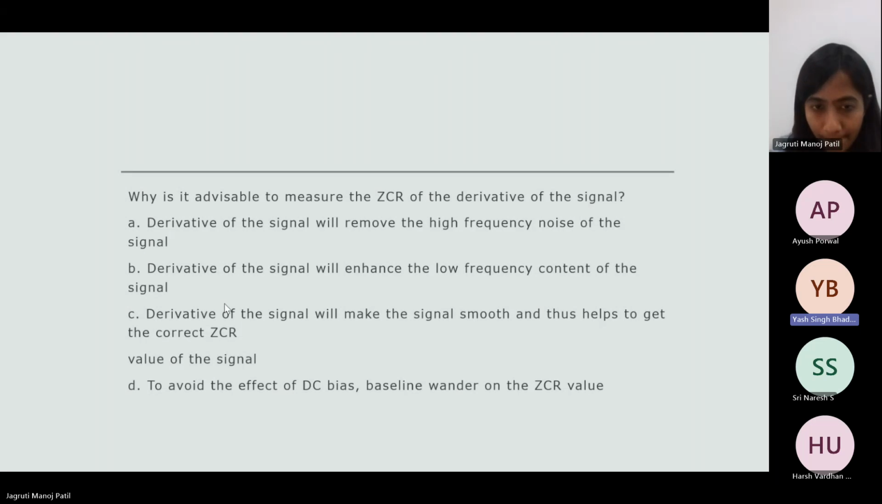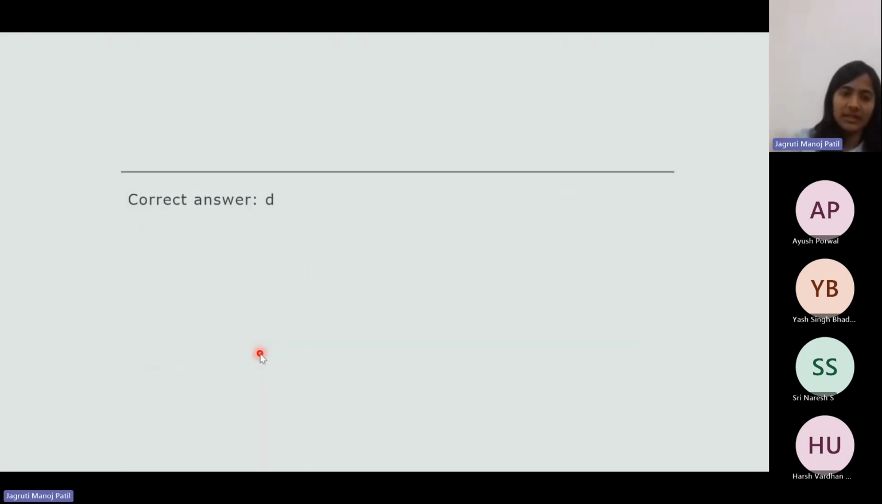We have seen that in the derivative part, we have used the high pass filter. So it will remove the low frequency noise as it is a high pass filter. It will make the signal smooth and help to get the correct ZCR. C and D, both of these possibly, because with a high pass filter it will remove the low frequency values as well as the baseline drifting or wandering from the ZCR value. So both of them are correct. Here D is the only option given, but okay, it's fine. Yes, this was it.